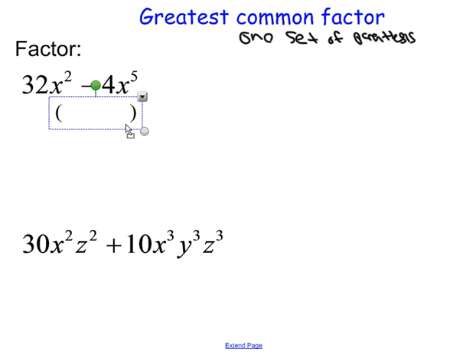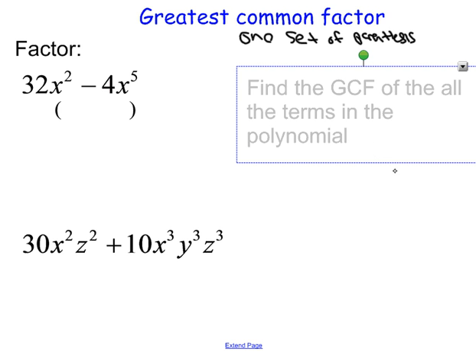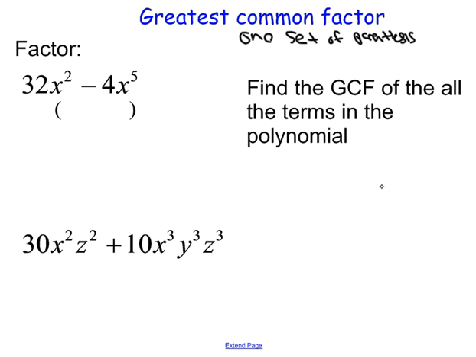Let's write out one set of parentheses. What you want to do is find the greatest common factor of all the terms in the polynomial, and that's what's going to go outside of the parentheses. So the greatest common factor is what goes outside of the parentheses. So let's begin with each individual term that makes up this polynomial. What's the greatest common factor of 32 and 4? Well, that's just 4.